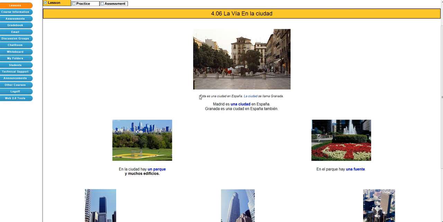Here we've got the first one. Esta es una ciudad en España. You know that España is Spain. La ciudad se llama Granada. You know that se llama means is called, or that's its name. So Granada en España, you can tell that una ciudad would be a city. So Madrid es una ciudad en España. Madrid is a city in Spain. So write down una ciudad, and that is going to be a city.